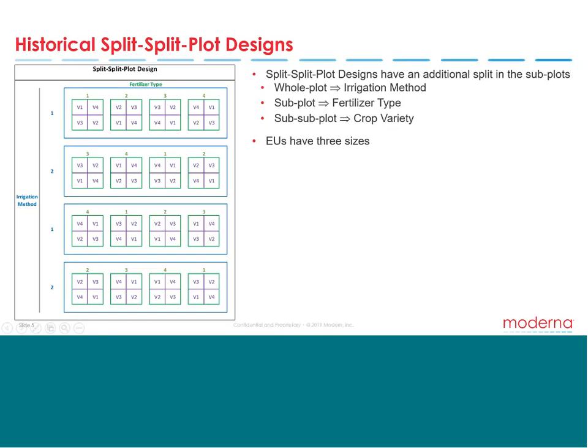In this case, we have 2 irrigation methods that you see are replicated twice, because we have irrigation method 1 twice and irrigation method 2 twice. And then we have the fertilizer type that is 1 through 4. So there are 4 different types randomized across each of the irrigation method whole plots. And then within each one of those subplots, we have randomized every single variety of 4 types of crop. So in this case, we actually have experimental units of 3 sizes instead of just 2 like we did in the split plot design that I just showed.